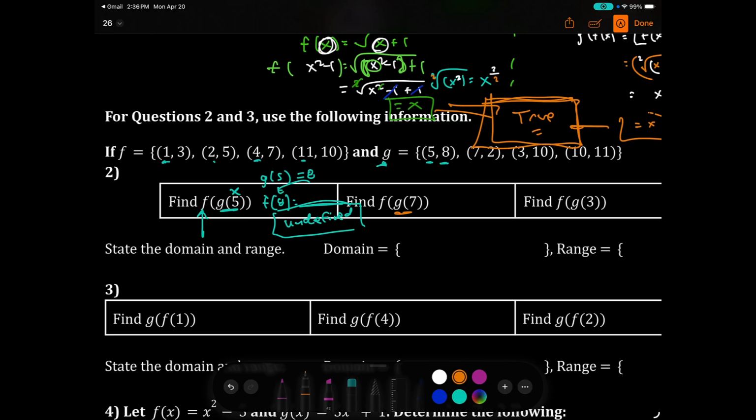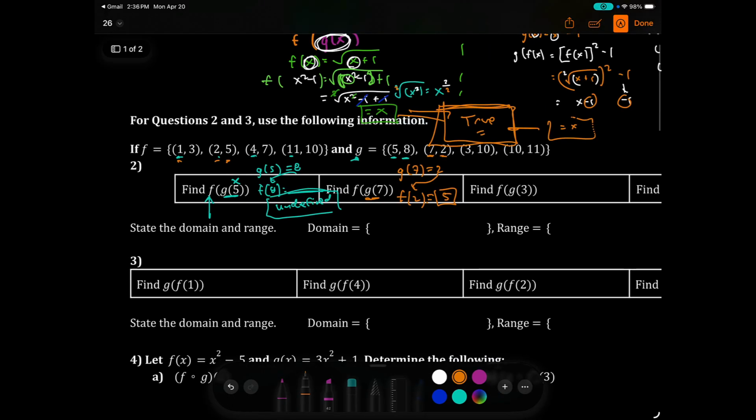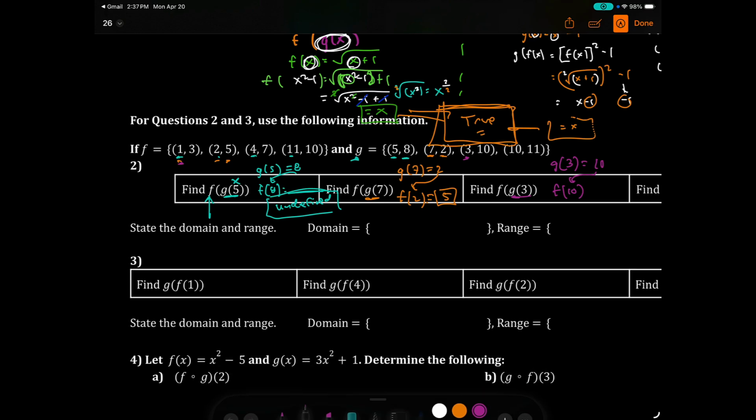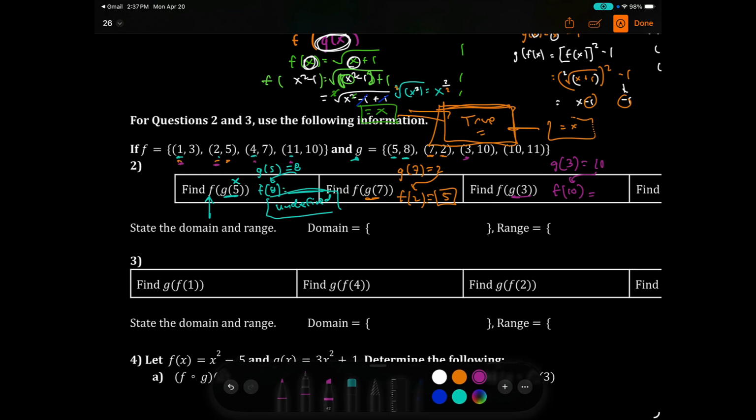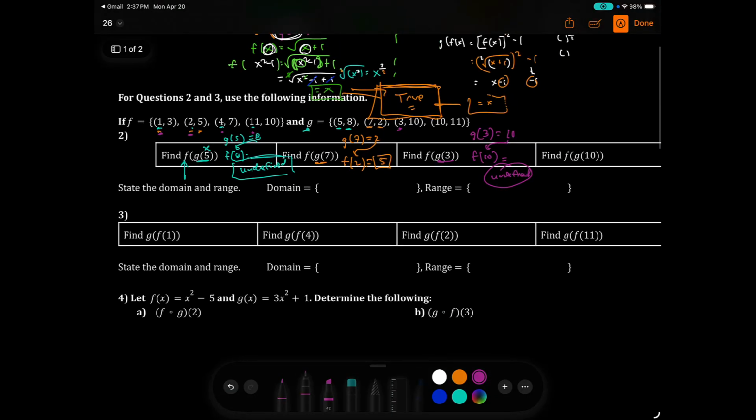Okay, this one says g of 7. So I have g of 7 is 2. And then the 2, the output, now becomes the input for f. Okay, so then I have that one, so the answer is 5. 5 is my answer. Okay, g of 3. G of 3 is 10, so now the 10 is what I need for the f value. So there is no 10 for the f. So this one's going to be undefined. Yeah, that's messy, but it says undefined.